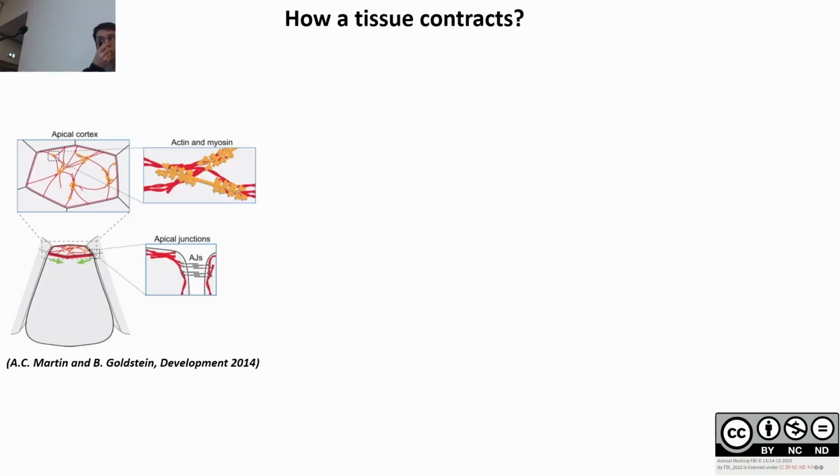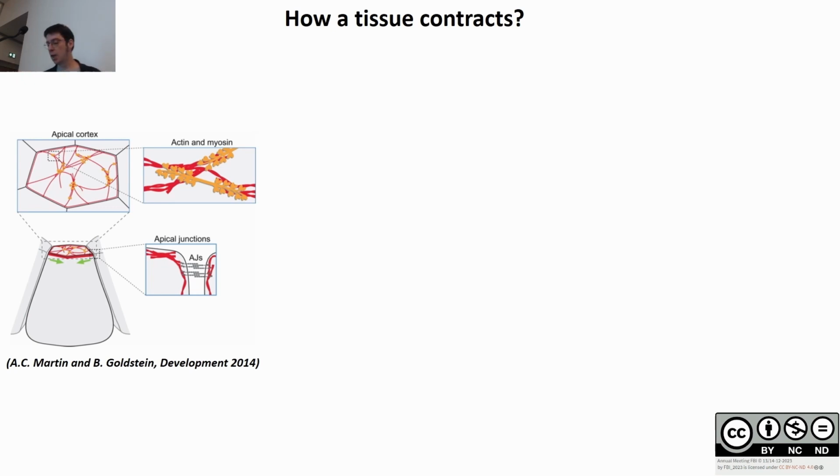What do we know about tissue contraction? The classical view, the classical model, is what we call apical constriction. It's a process in which actin and myosin accumulate at the apical side of the tissue, and by doing so, the myosin filaments generate forces and then pull on the adherens junctions and generate the contraction of the tissue.